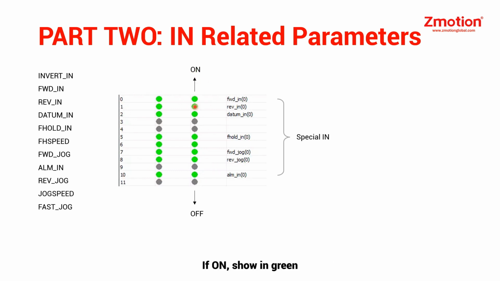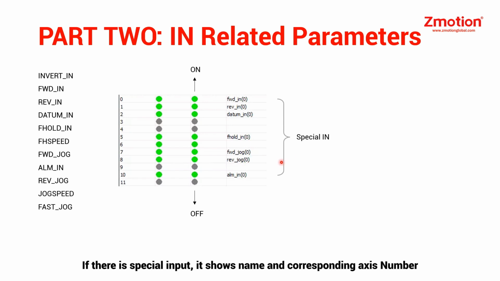If on, it is shown in green. If off, it is shown in gray. The last one is the special IN. If there is a special input, it shows the name and the corresponding axis number. When something is changed here, please refresh it. Then, let's see these commands one by one.